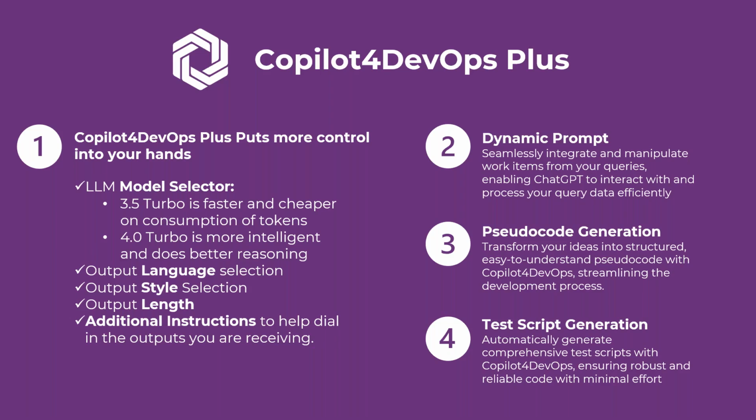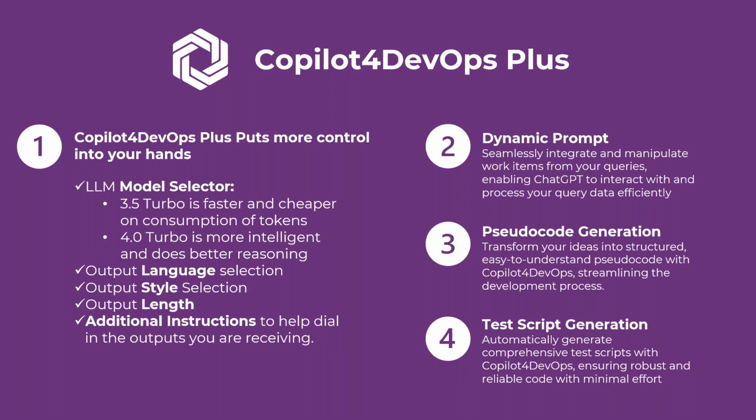Number 1, Copilot for DevOps Plus puts more control into your hands. It'll allow you to choose which LLM model you would like to use. 3.5 is faster and cheaper when it comes to token consumption. 4.0 Turbo is more intelligent and does a better job of reasoning. So if you're dealing with more complex matters, then maybe you want to elect for that. You can do that on the fly.